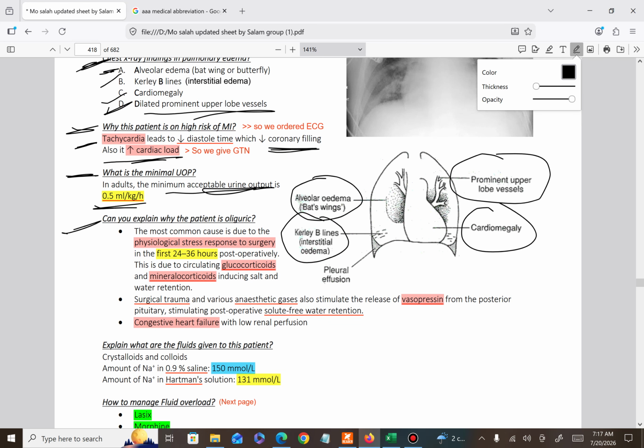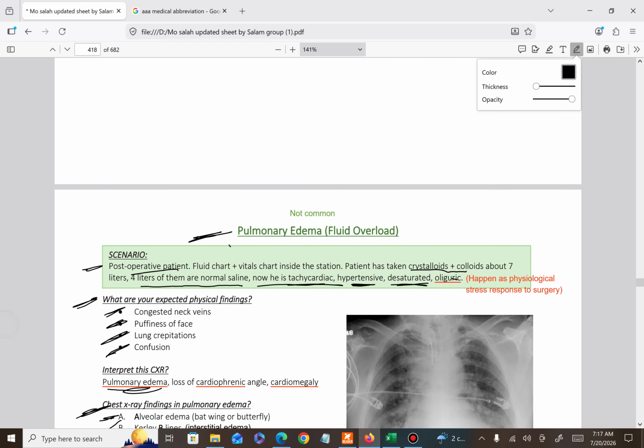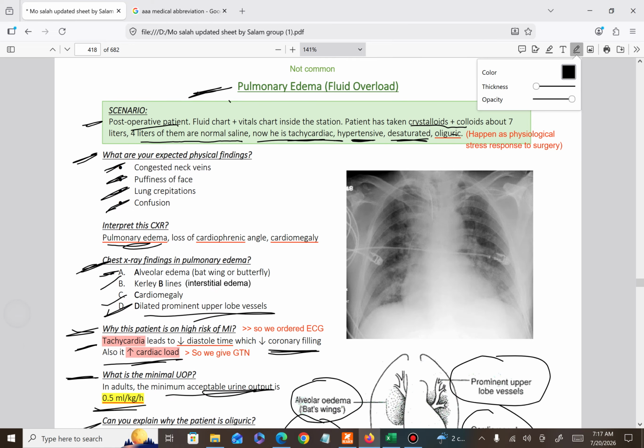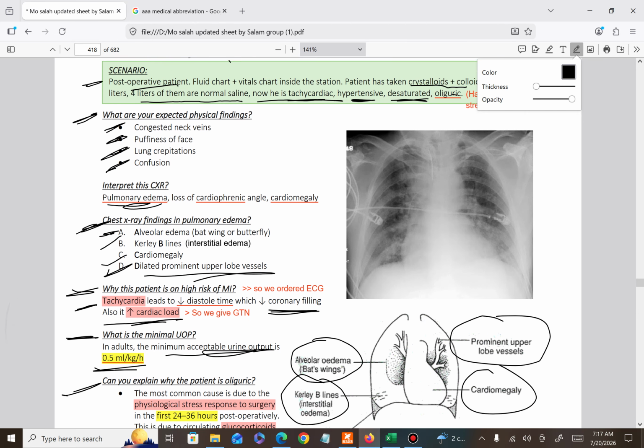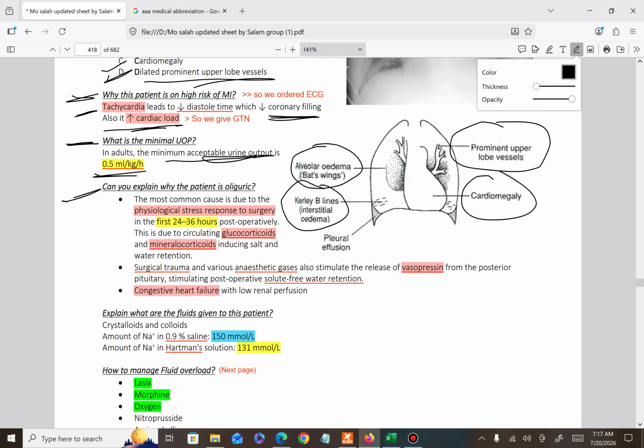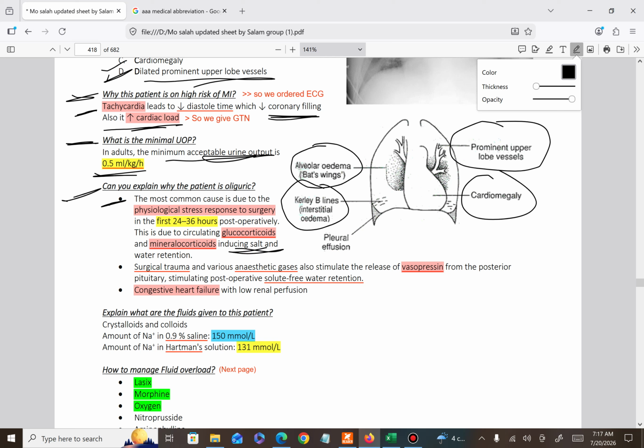Can you explain why the patient is oliguric? As the patient is a post-operative patient, he is oliguric due to stress response to surgery. Okay, so the most common cause is the physiological stress response to surgery in the first 24 to 36 hours post-operatively. This is due to circulating corticosteroids, glucocorticoids, and mineralocorticoid inducing salt and water retention. Okay, so that's why he is oliguric.